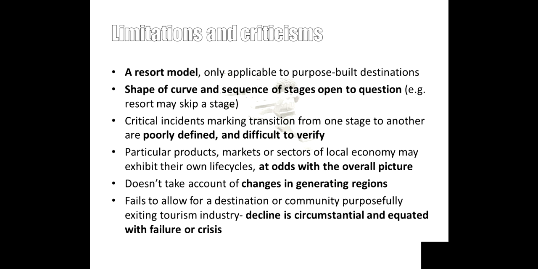The visitor economy of any destination is comprised of several different products, markets, and sectors, each exhibiting its own life cycle, which may be at odds with the overall picture. Fifthly, destinations are viewed in splendid isolation, with no provision for changes in generating regions or market areas. Finally, it equates a reduction in arrivals with failure or crisis, a misfortune if you will, and does not allow for some destinations purposively withdrawing from tourism, or taking the exit route, as Tom Baum puts it.